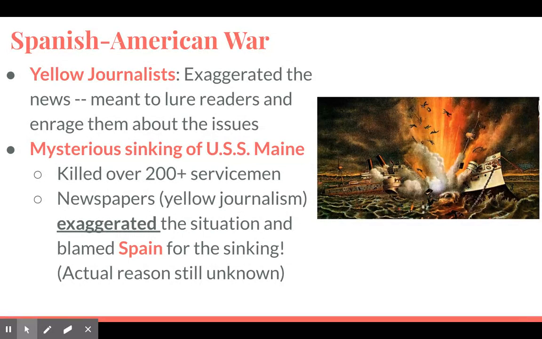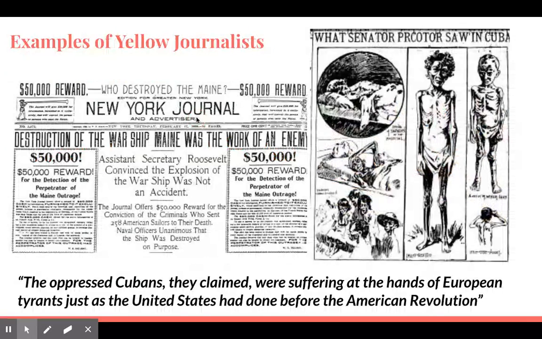So what's the little truth that they have? Is that the USS Maine was exploded and sunk. They know that people died. They know that a ship blew up. Where did they exaggerate? They blamed it on Spain. We actually don't really know why this happened. The most recent historical thought is that it was an internal failure on the ship. A ship can explode on its own. But these journalists said that it was Spain.